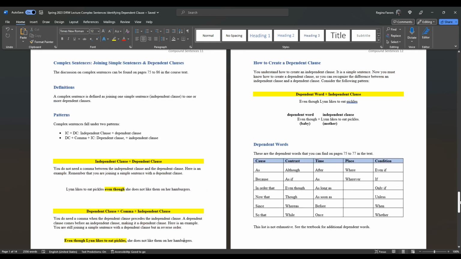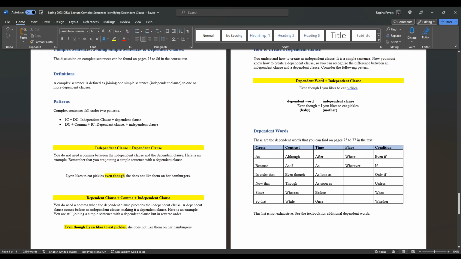All right, so how to create a dependent clause. Again, that's your dependent word plus independent clause. "Even though" is a dependent word or phrase, and then "Lynn likes to eat pickles." I don't know why I keep forgetting to add that period there. So, "Even though Lynn likes to eat pickles," right?